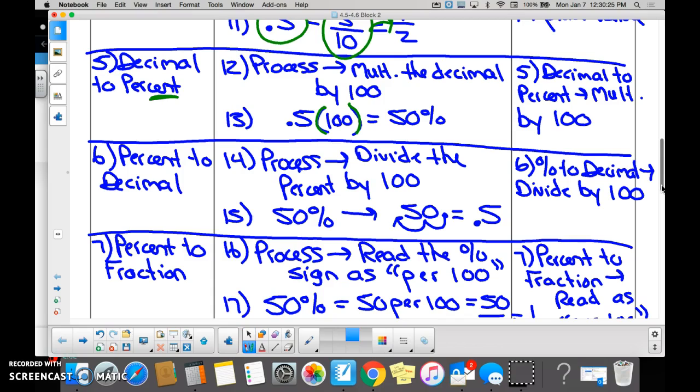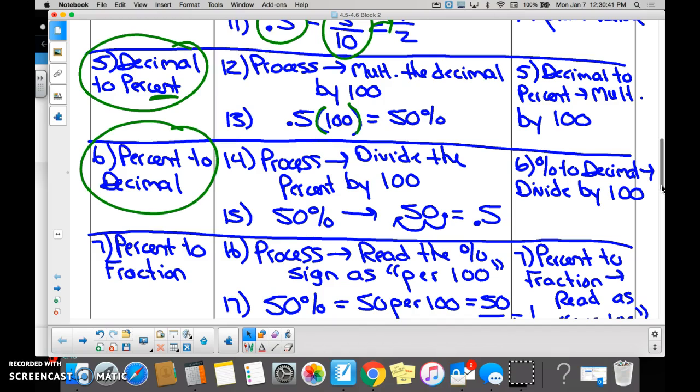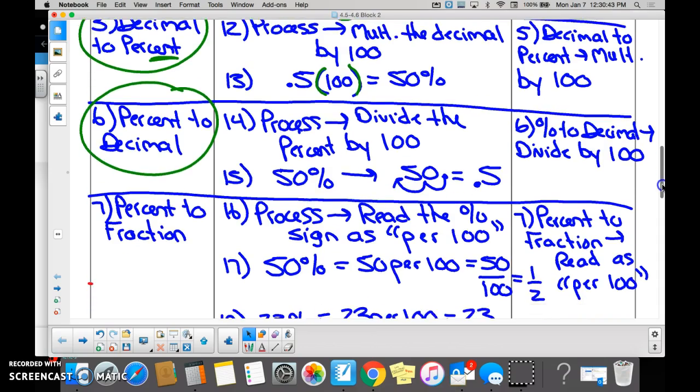How do we go from a percent to a decimal? Ashton. Divide the percent by 100. So we basically did the opposite of what we just did up here, right? Decimal to percent, multiply by 100. Percent to decimal, divide by 100, right? So smart. Number 7, percent to fraction.